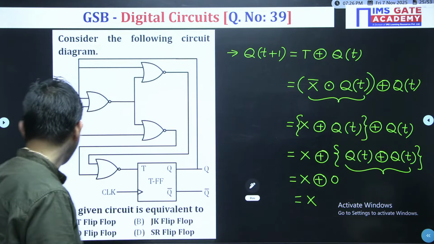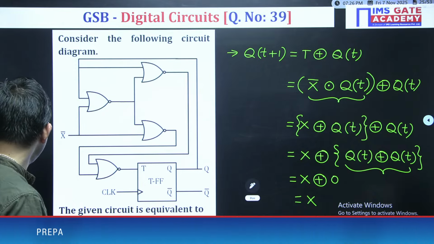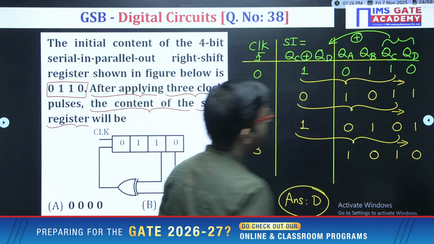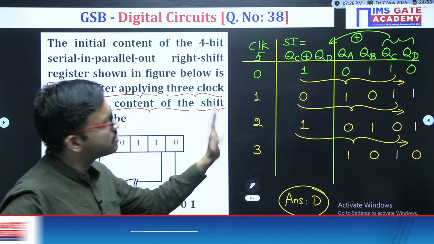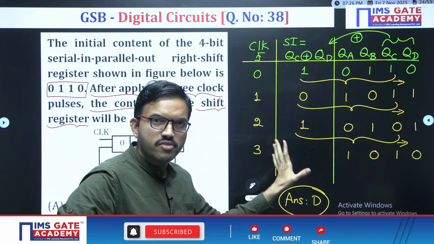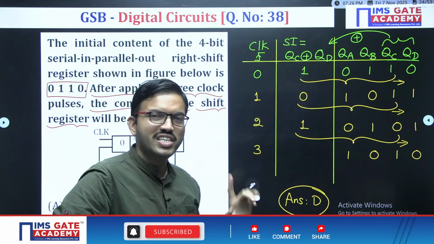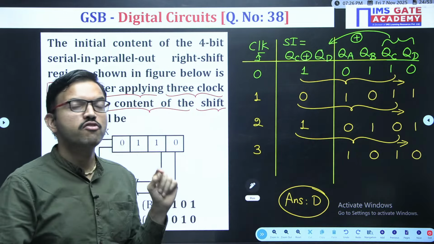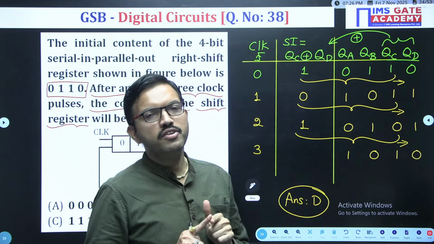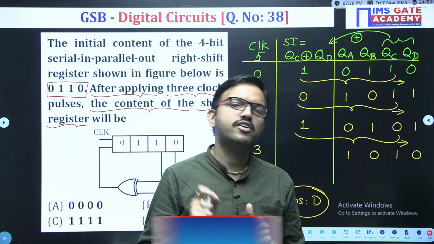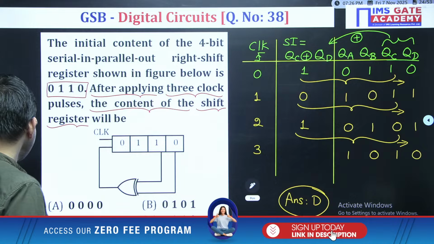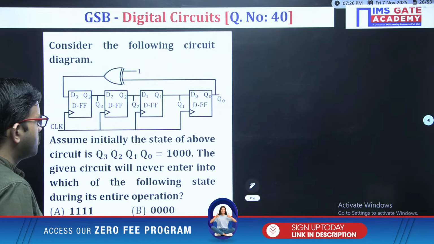Another method is what I have discussed in the previous question, say for example, tabular form. You can observe the previous question, shift register. Similarly in counters, most of the questions you can solve with the help of the tabular form method, and some questions you can solve with the help of the first method. Some questions you can solve with the help of both the methods. But whichever method lets you solve the question in less time, you can apply that, and definitely you can save time in the GATE exam. Okay, right. Now the next question.